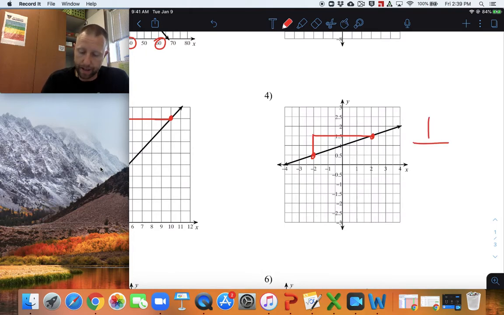And then to the right, how far did I go? 1, 2, 3, 4, 5, 6, 7, 8, but they're counting by halves, so that's only 4. My rise over my run.